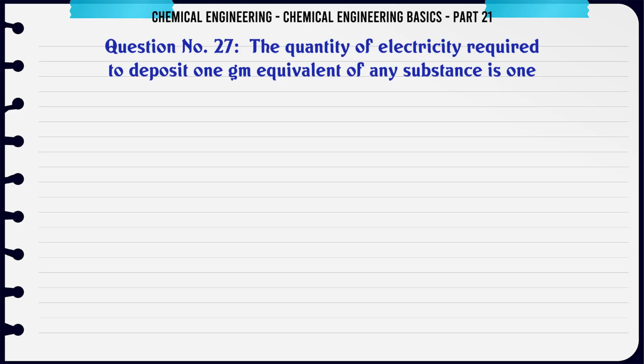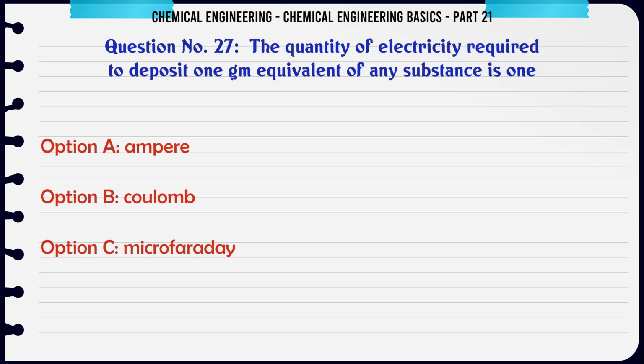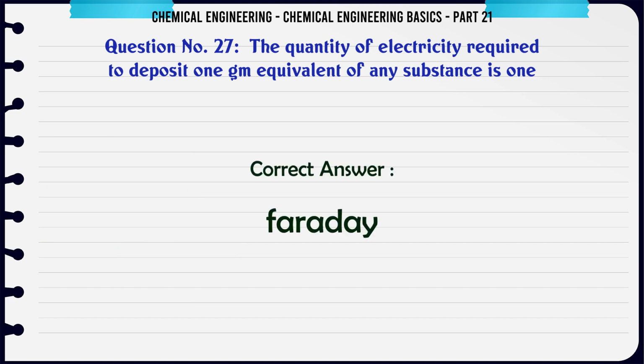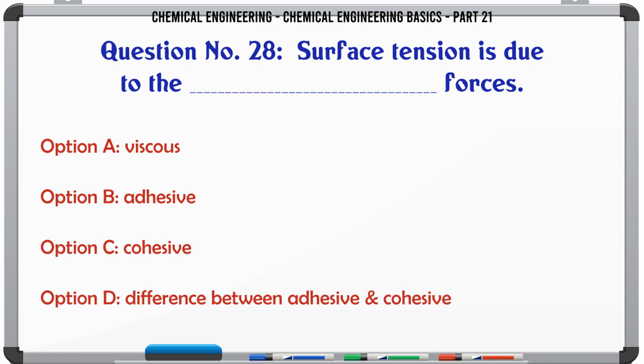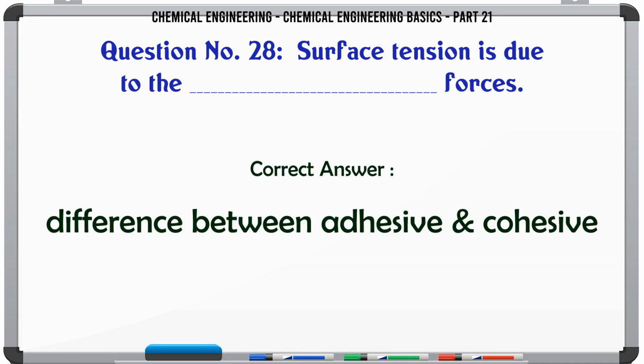The quantity of electricity required to deposit 1 gm equivalent of any substance is 1: A. ampere, B. coulomb, C. microfarad, D. Faraday. The correct answer is Faraday. Surface tension is due to the forces: A. viscous, B. adhesive, C. cohesive, D. difference between adhesive-cohesive. The correct answer is difference between adhesive-cohesive.